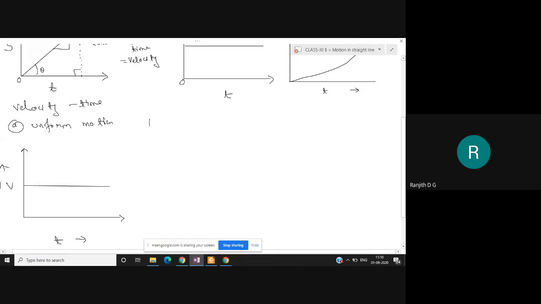Now let us take another case. We will get uniformly accelerated motion.